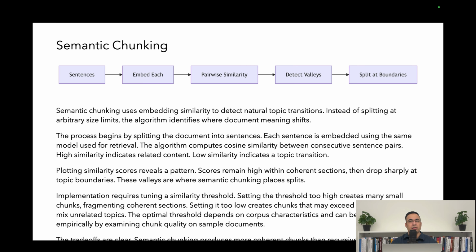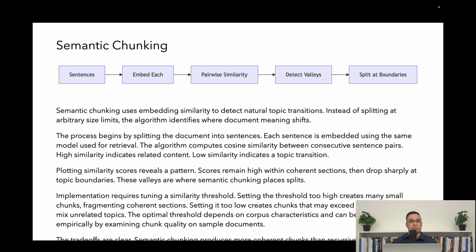The trade-offs are pretty clear. Semantic chunking produces more coherent chunks than recursive splitting. Retrieved chunks are more likely to be self-contained and interpretable. However, chunk sizes become variable and unpredictable, so some chunks may be very short if topic transitions happen frequently, and others may be very long if the document maintains a single topic. Ingestion cost also increases because every sentence now requires an embedding computation.